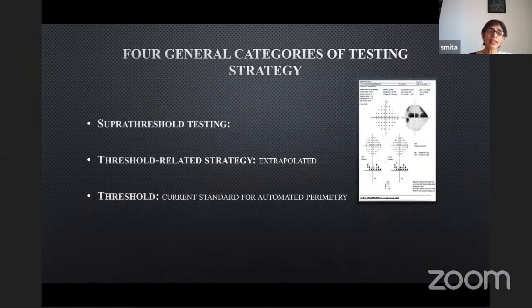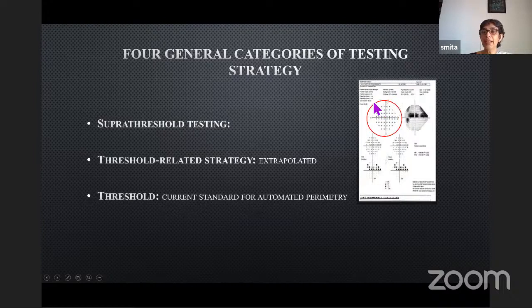Now, charting the sensitivity at all the points of the retina would be very, very time consuming. And so a sample of representative points on the retina is given. For a 24-2, these are the representative points which are sampled. And then there are 4 general categories of testing strategy, of testing the threshold.